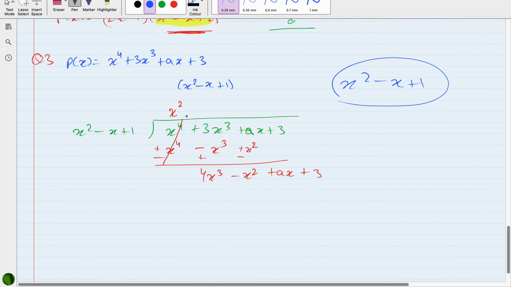Now we have to get 4x cube. So multiply it with 4x to get 4x cube. This is negative 4x square. 1 into 4 is 4x. So when we subtract these, we change the signs, get rid of this. Adding these two is plus 3x square, and I'm taking out common, this is a minus 4 into x plus 3.